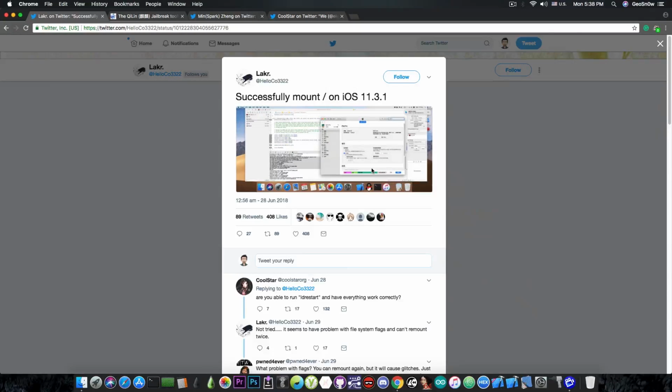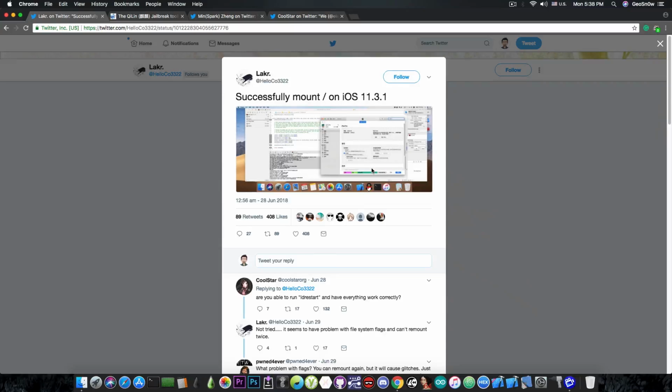this is pretty much the nemesis of the Electra jailbreak. This is what prevents the Electra jailbreak from happening, the fact that Coolstar and the Electra team do not have a perfectly functional remount for the 11.3.x, including the 11.3.1.